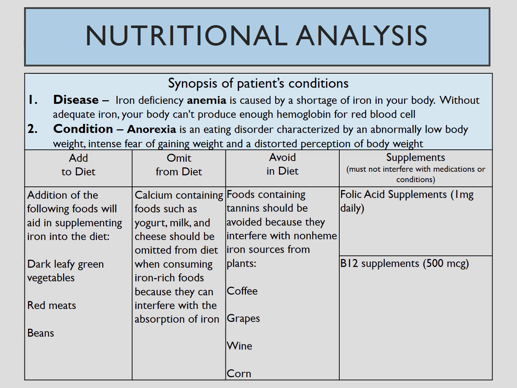Foods containing tannins should be avoided because they interfere with non-heme iron sources from plants. These tannin food groups are coffee, grapes, wine, and corn. Some additional supplements she can add in are folic acid, 1 milligram per day, and also B12 supplements, 500 mcg per day. I hope you've learned a little bit about Brenda and how you can properly treat a case type 2 generalized with localized areas of case type 3.